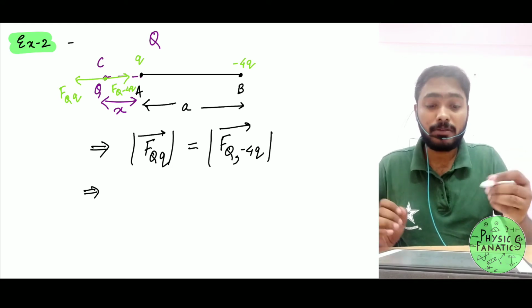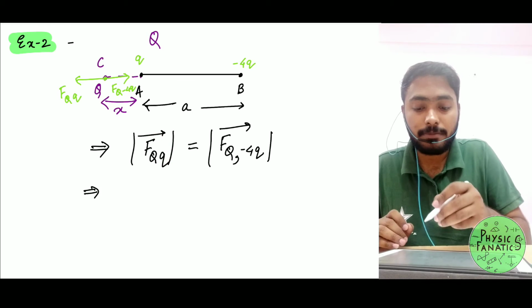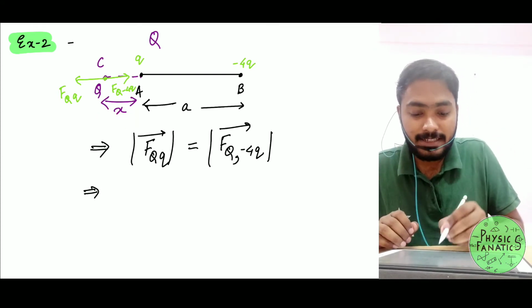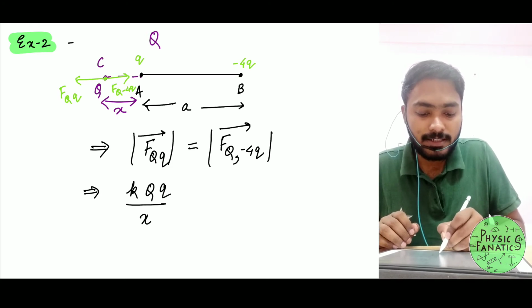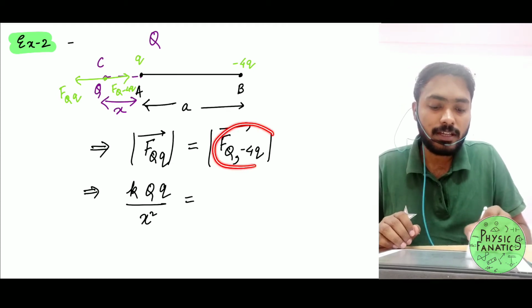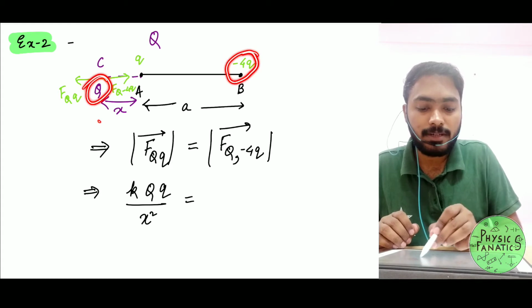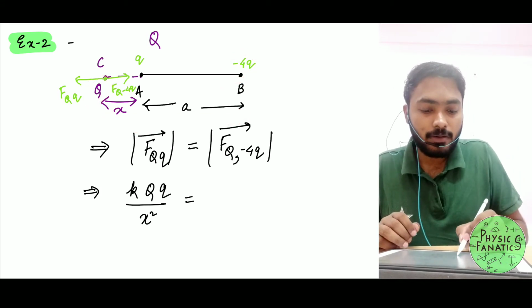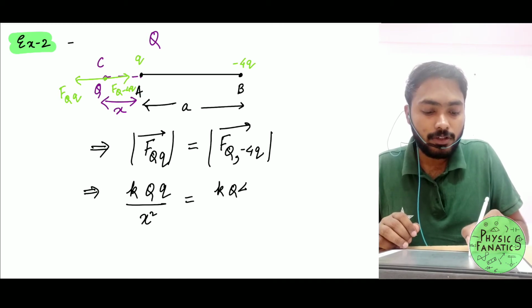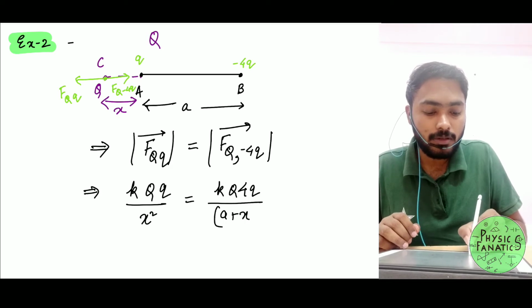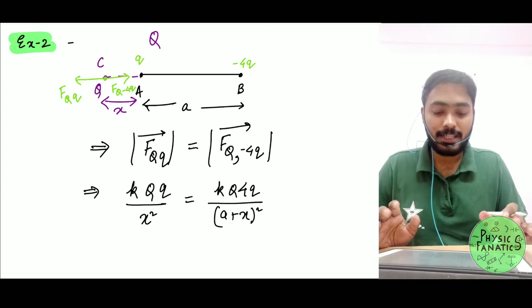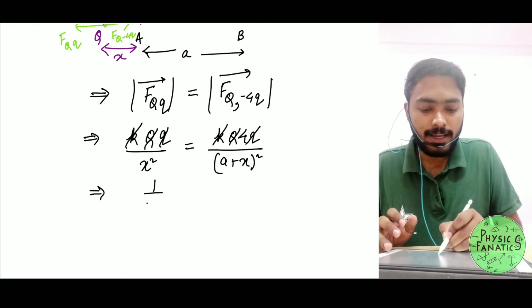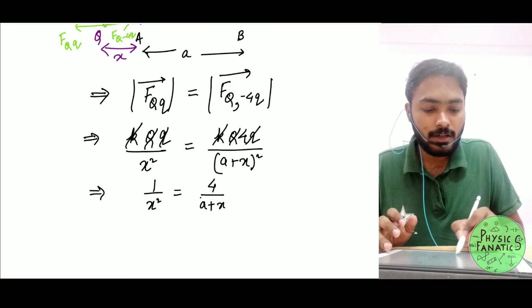All you have to do is apply Coulomb's law. FQq, that means we're talking about Q and small q, they are separated by a distance of x. So let's write that: KQq upon x square is equal to, let's talk about the next one, FQ minus 4q. You can see Q and minus 4q are separated by a distance of a plus x. So let me write that down: KQ times 4q divided by a plus x whole square. All you have to do is cancel out the k's and the Q's, and we'll be left with 1 upon x square is equal to 4 upon a plus x whole square.